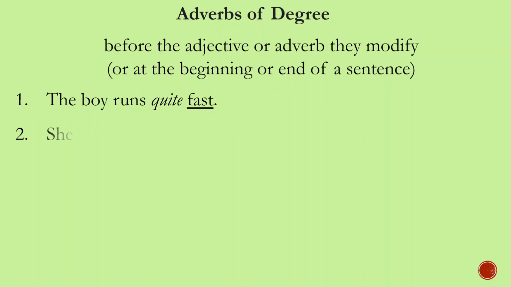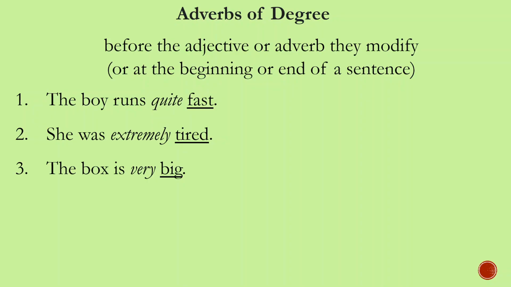Look at the next sentence. She was extremely tired. Here, the adverb of degree is extremely, which comes before the adjective tired that it modifies. And sentence number 3. The box is very big. Here, the adverb of degree is very, which comes before the adjective big. Sentence number 4. The box is big enough.